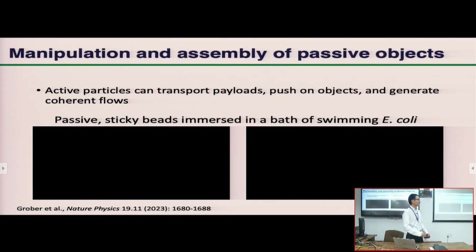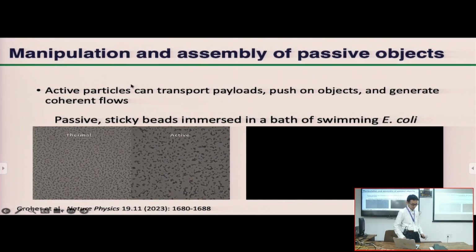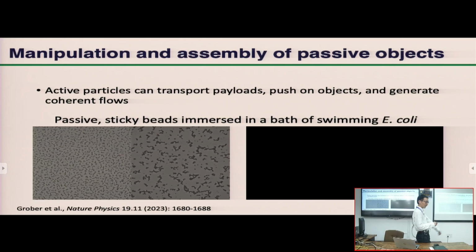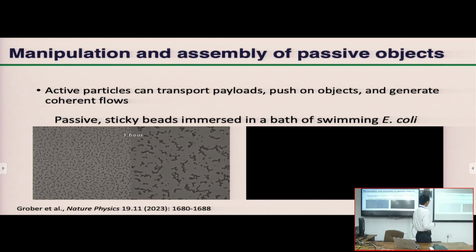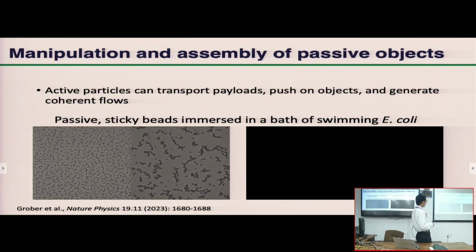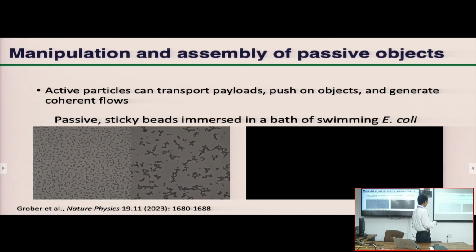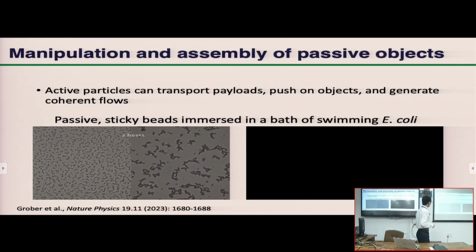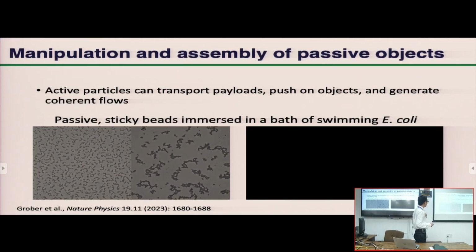Active particles can transport payloads, but they're also pushing around other passive objects. They also generate flows, which means, coming to your point about passive systems, here on the left are passive but sticky particles. There's a sticky interaction, short ranged. If you put those in a bath of swimming E. coli, you're going to get thermally inaccessible configurations for these passive particles.